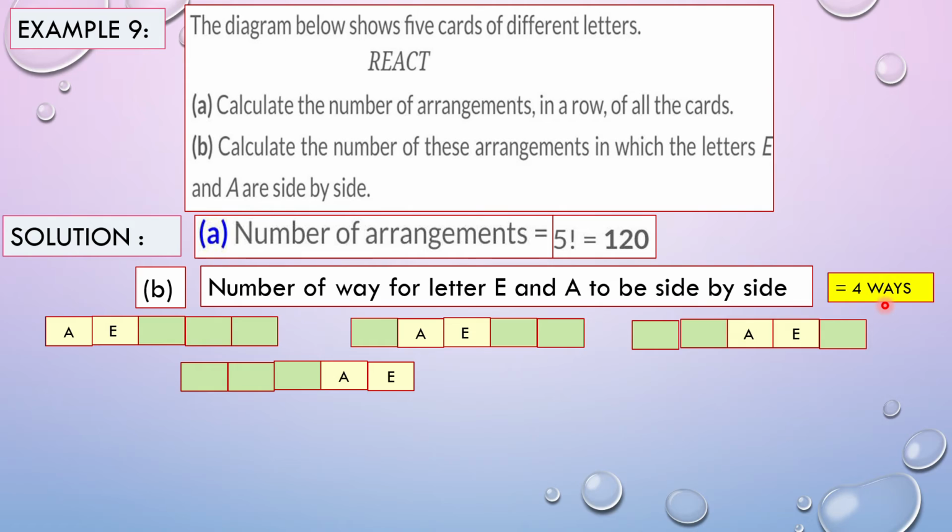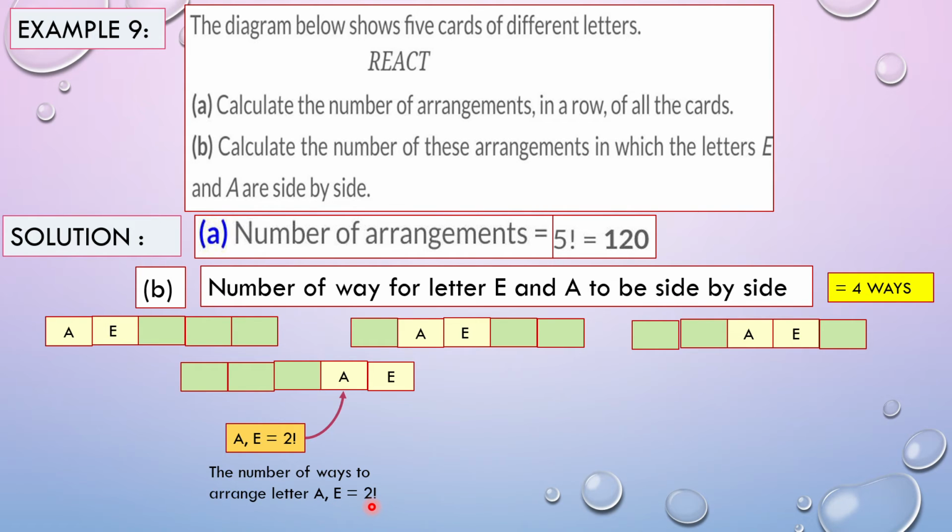Now this is not the answer yet. We just found the number of ways to position the A and E together. Now see the letters A and E themselves, you can arrange them as AE or EA. Therefore, we have 2 ways of arranging the letters A and E, or 2 factorial. We have 2 letters A and E. Arrange these 2 letters. Therefore, it is 2 factorial.